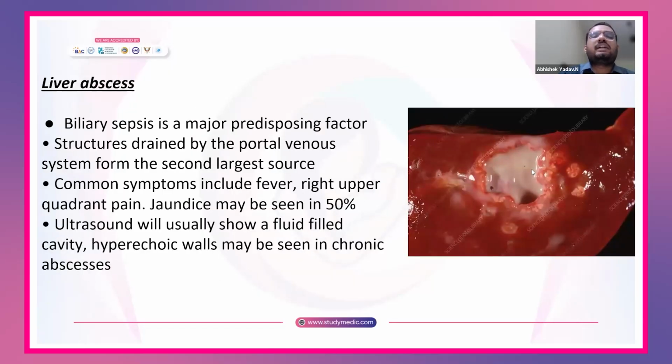Liver abscess is an infective pathology of the liver with a benign mass. Biliary sepsis is a major predisposing factor for its development, and any infection from other areas drained by the portal venous system can also act as a source. The patient usually presents with fever, right upper quadrant pain, and jaundice. On ultrasound examination, you will see fluid-filled hyperechoic lesions with multiple septations. Whenever there is a chronic abscess, we can see hyperechoic walls like septae.